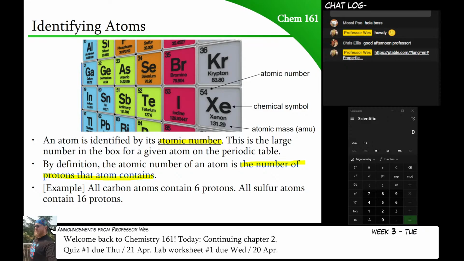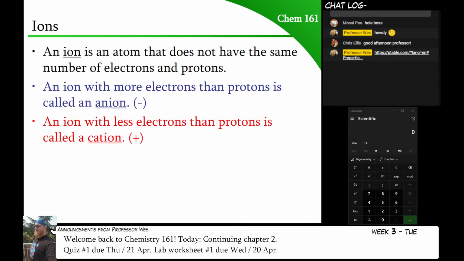If we had chosen electrons, elements would shift all the time, because removing electrons is trivial compared to removing protons or adding protons or what have you. All right.